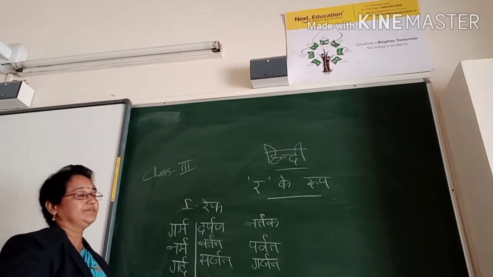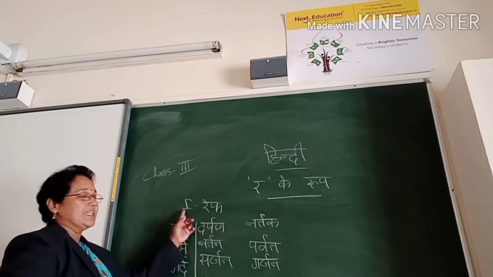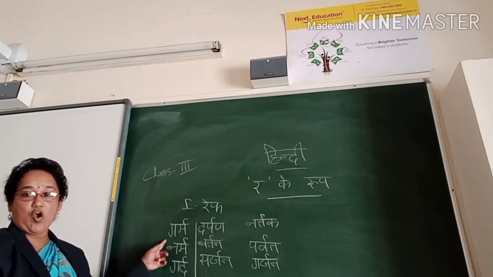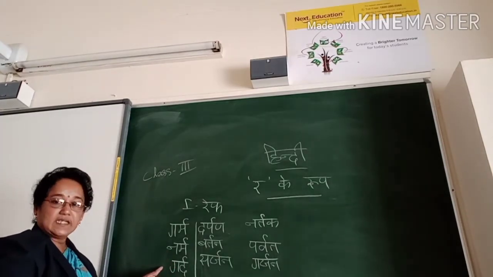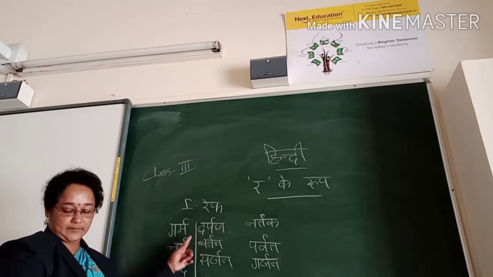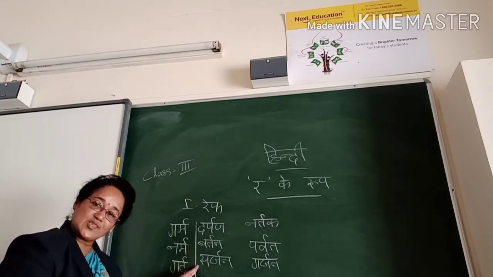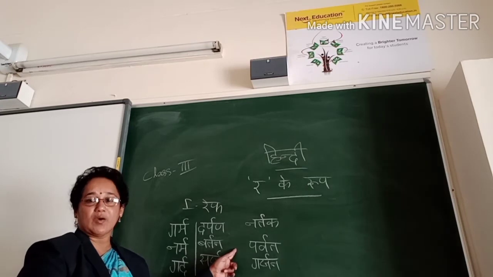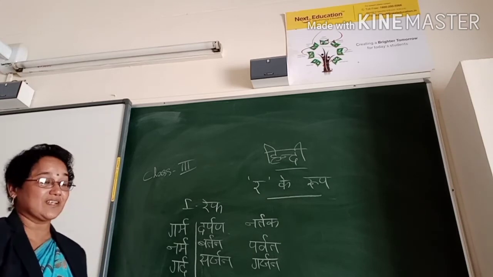The letter Ra has three symbols. Okay. Rev and Pade. With Rev: Garm. Garm meaning is hot. And Narm, Narmaka, meaning is soft. Gard meaning is dust. Darpan, mirror. Bartan, vessels. Sarjan. Nata, dancer. Parv, mountain. Garjan, thunder. In the rainy season, thunder will come.